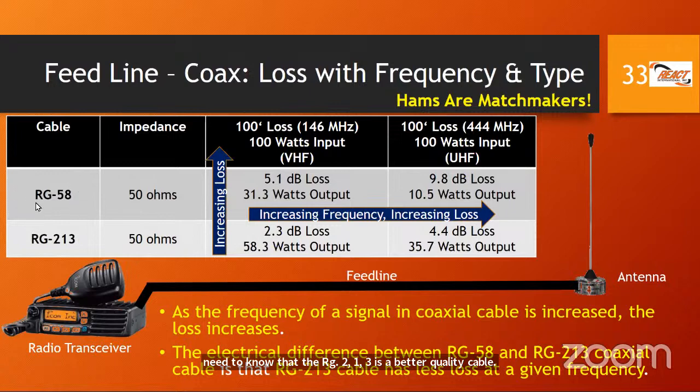And if we go to the RG58 and you use this cable instead, we'll have a higher loss. So going from one to the other, we increase the loss, right? And those are two exam questions that we have. As the frequency of a signal in coaxial cable is increased, the loss increases. That's the first point that we showed here.